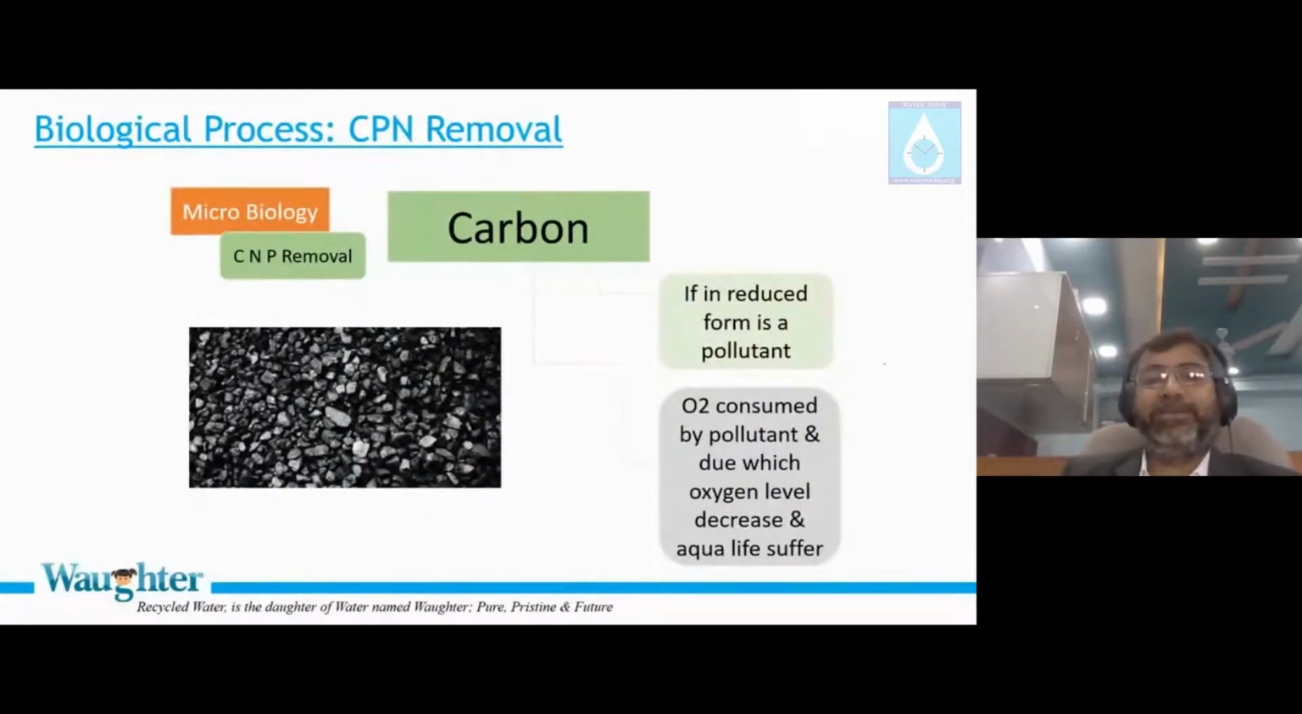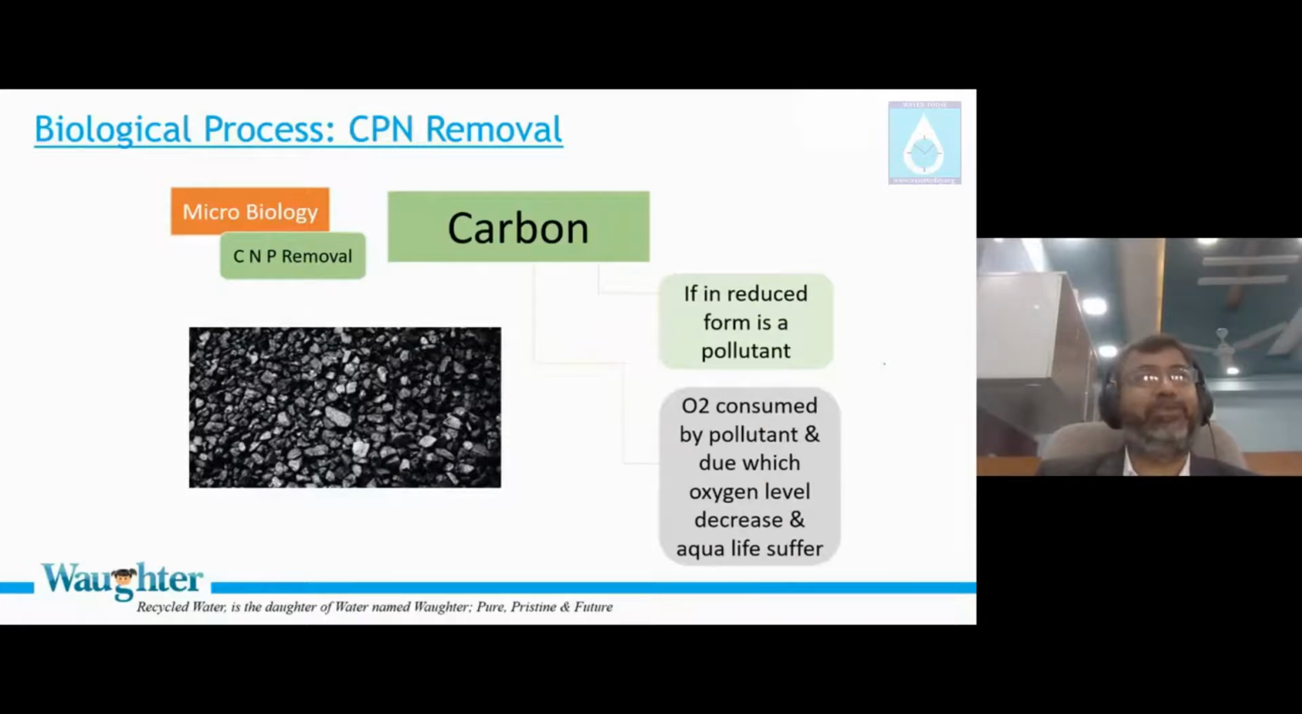So biological processes do C, N, and P removal. In this C, I have deliberately put a lot of coal and carbon. This coal I am not looking for. This coal is energy. But the other form of carbon we are not able to see. Everything around us is carbon. Right from the time you get up, whatever you eat is carbon. So carbon is not a bad thing. Carbon in reduced form is a problem. What is the reduced form of carbon? The most important reduced form of carbon is CO2.